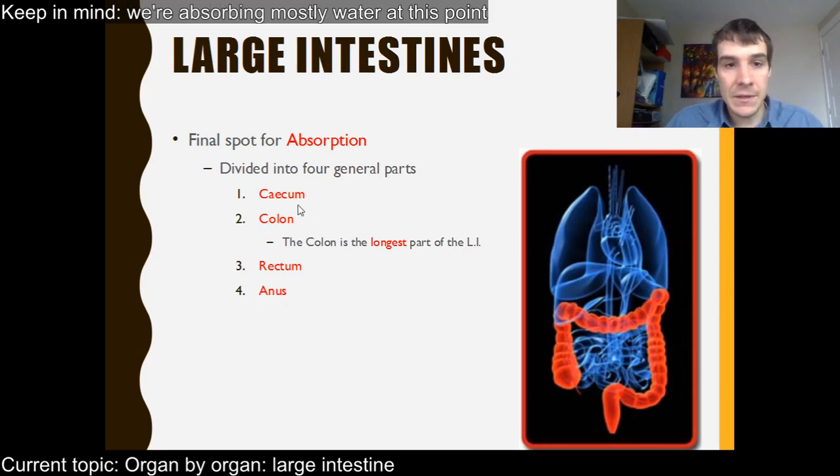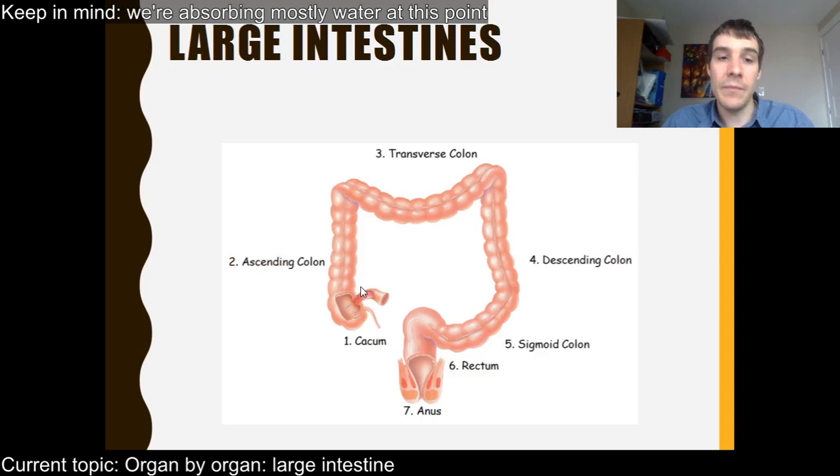There's 4 general parts. The cecum is right where it empties. The colon is the very long part. Then there's the rectum, which is where the poop is kind of stored, and then the anus is where it's actually released. So the difference between the colon, the rectum, and the anus is the colon's the big tube, the rectum is the kind of poop storage area, and the anus is the actual hole. So you can see that here.